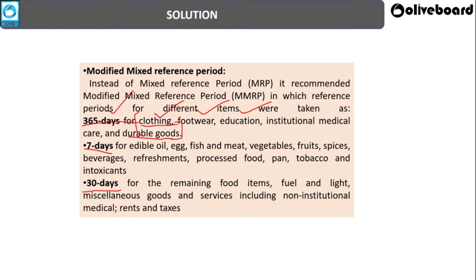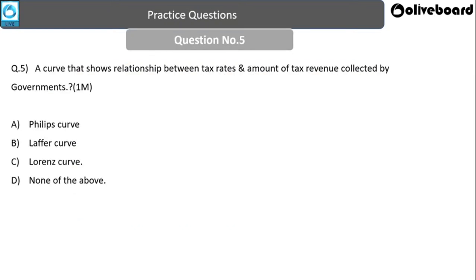Then a 7-day recall period was given for items purchased on a very regular basis, like edible oil, egg, fish, meat, vegetables, fruits, spices, refreshments, processed food, pan, tobacco, and intoxicants. All of these were given a 7-day recall period. And then other remaining food items, fuel, light, miscellaneous goods and services, rent, taxes, all the other remaining items were given a 30-day recall period. So this is MMRP. We use this data collection method because it is more specific when you compare it with the other reference periods.